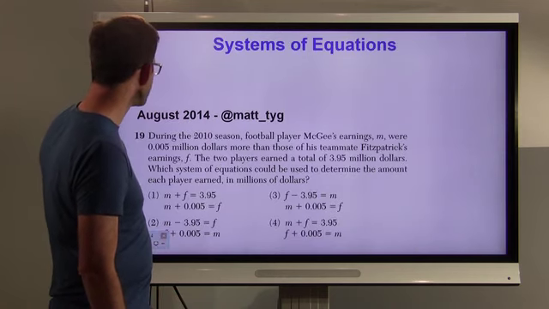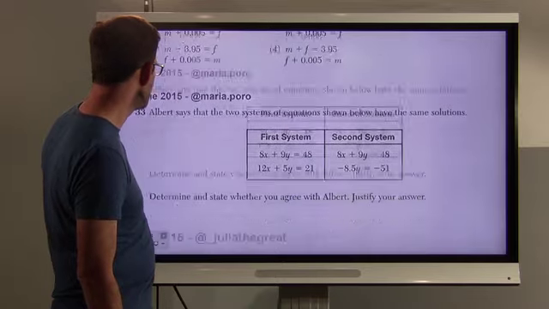All right, systems of equations. Well, we just sort of did a system of equations.